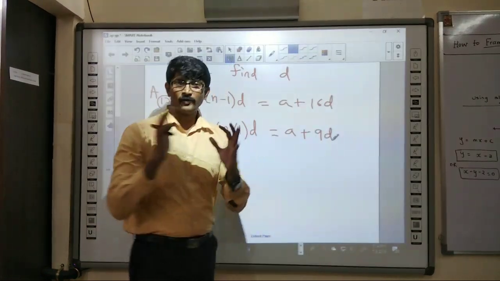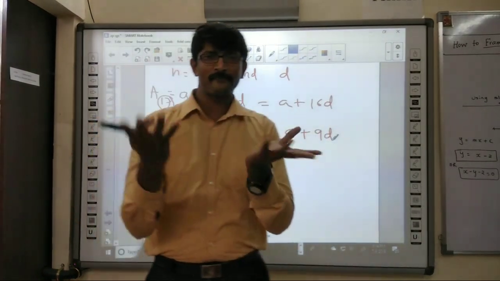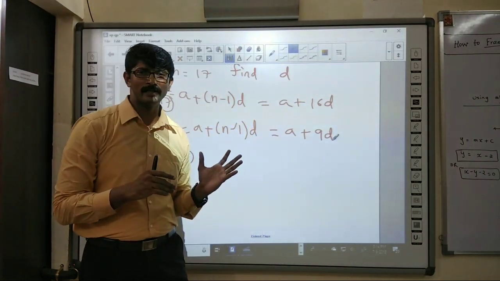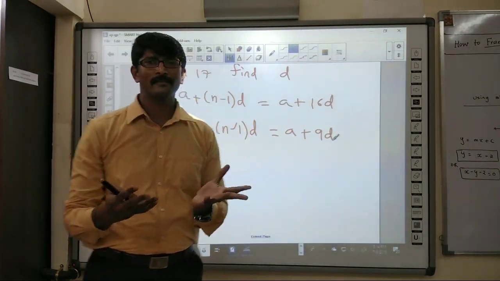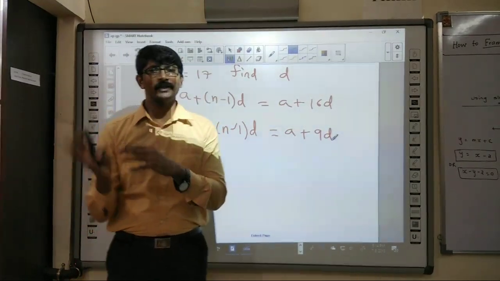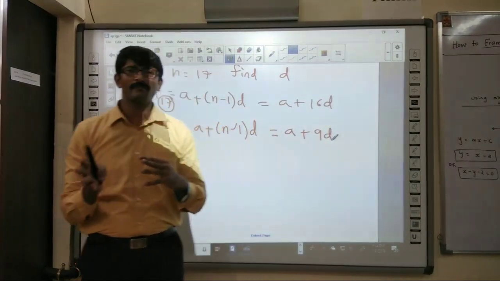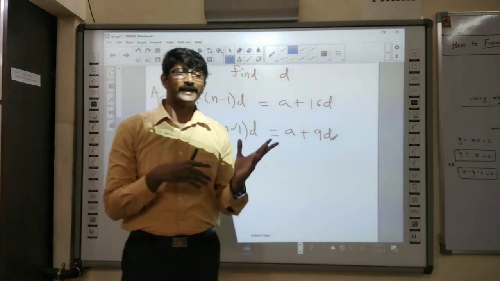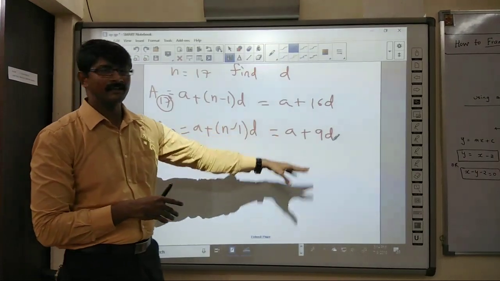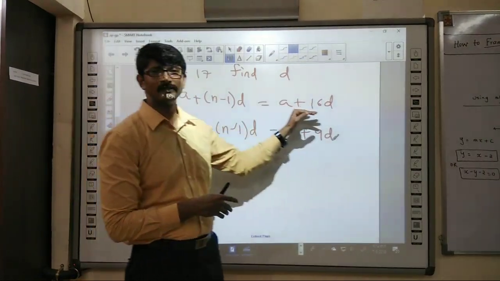So students always remember that suppose we are to find the 25th term in AP, we will write a plus 24d. If we are finding the 50th term, a plus 49d. If we are finding the 100th term, then a plus 99d. If you are finding the 10th term, a plus 9d. Are you understanding? If you are finding the 17th term, a plus 16d.